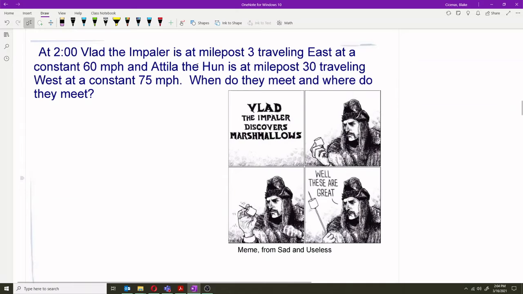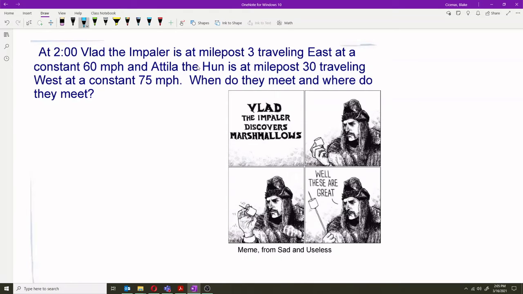All right, so I gave you a homework question or a test question on Basil Borgar Tonus, otherwise known as Basil the Bulgar Slayer, one of history's worst people. So let's just keep up with that theme. We have Vlad the Impaler, which I probably don't need to tell you much about, at milepost 3, traveling east at a constant 60 miles an hour, and Attila the Hun at milepost 30, traveling west at a constant 75 miles an hour. When do they meet, and where do they meet?